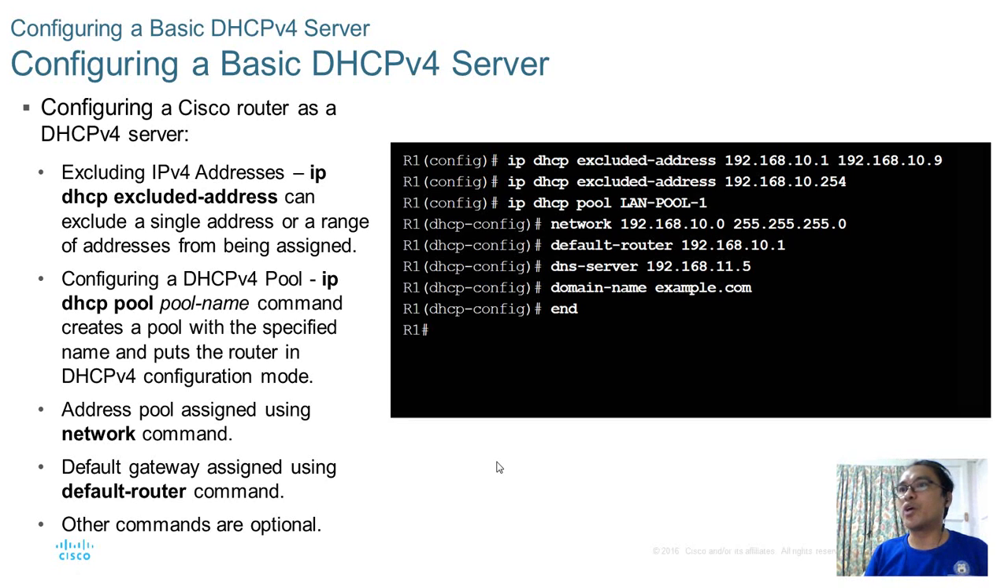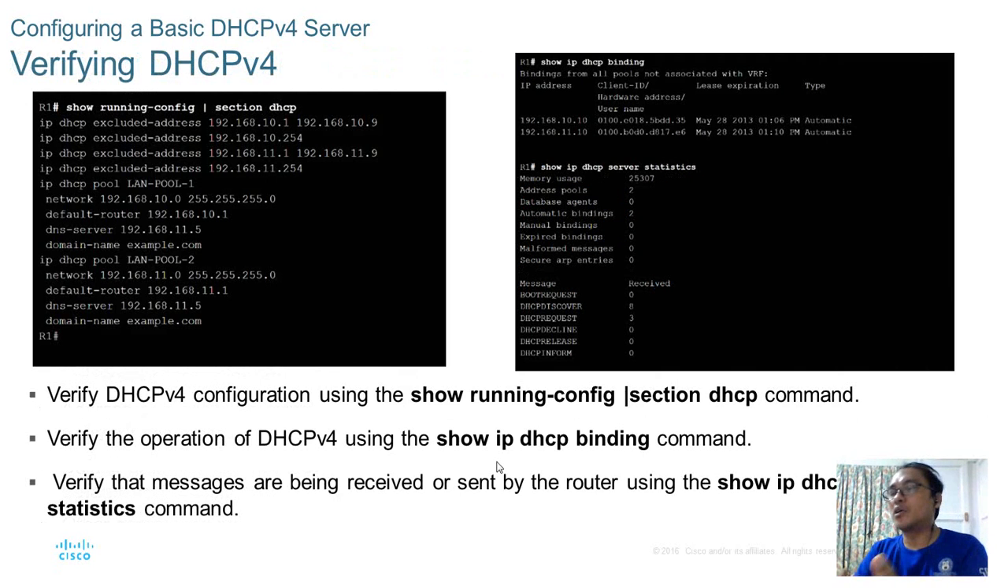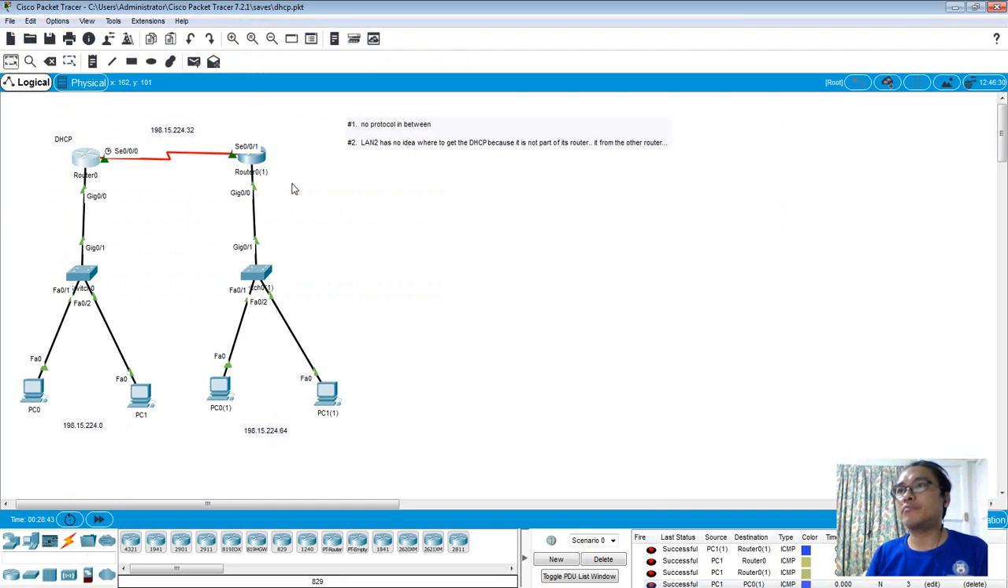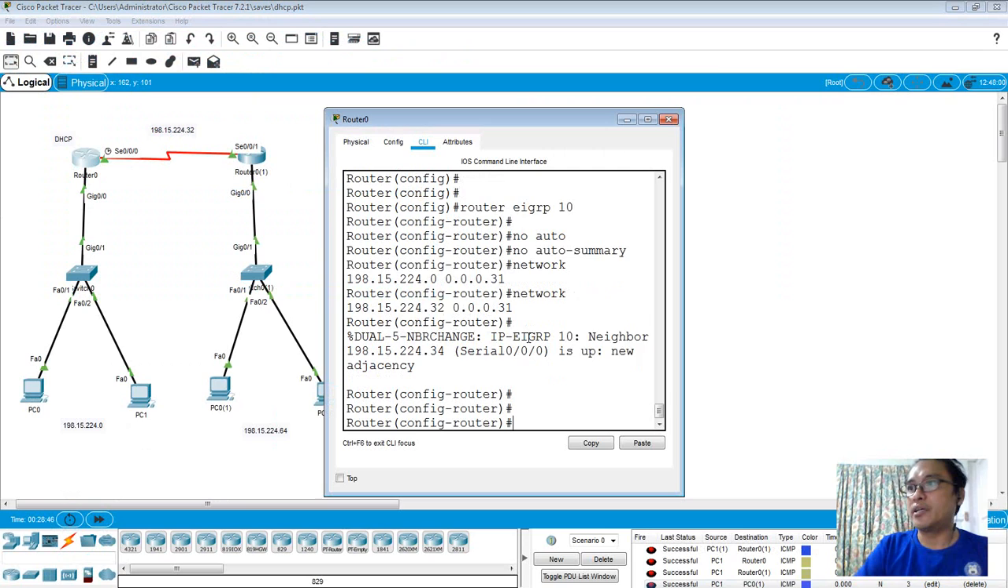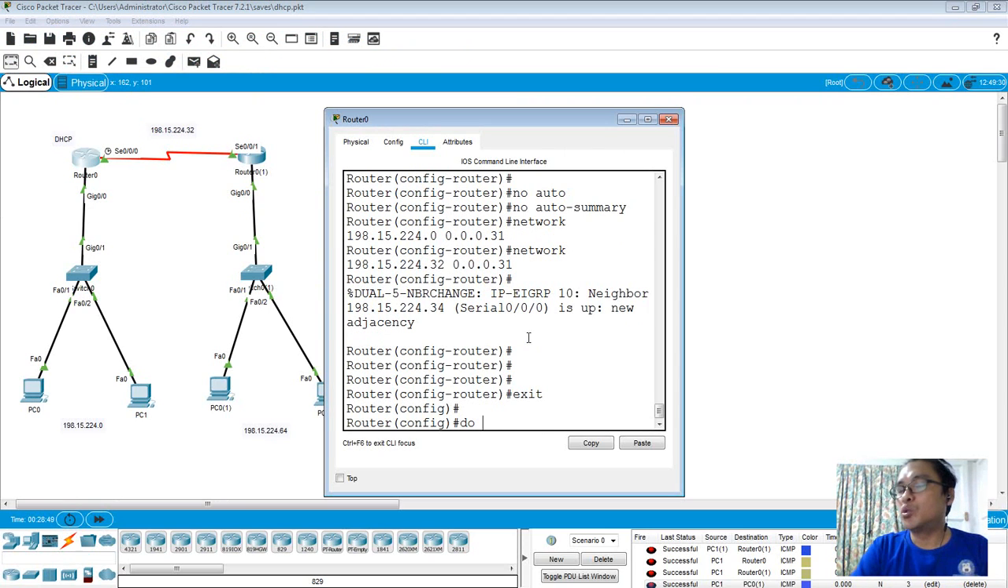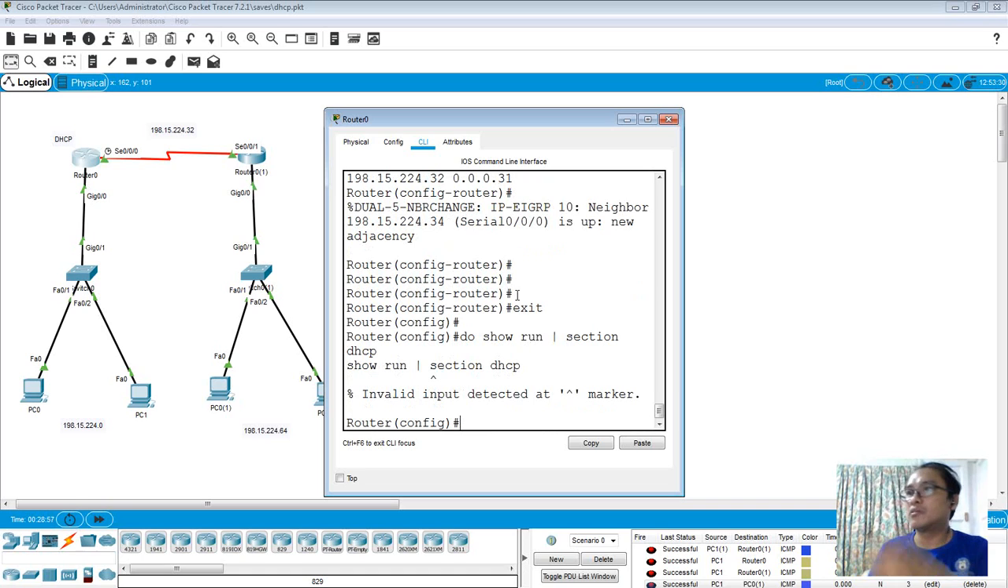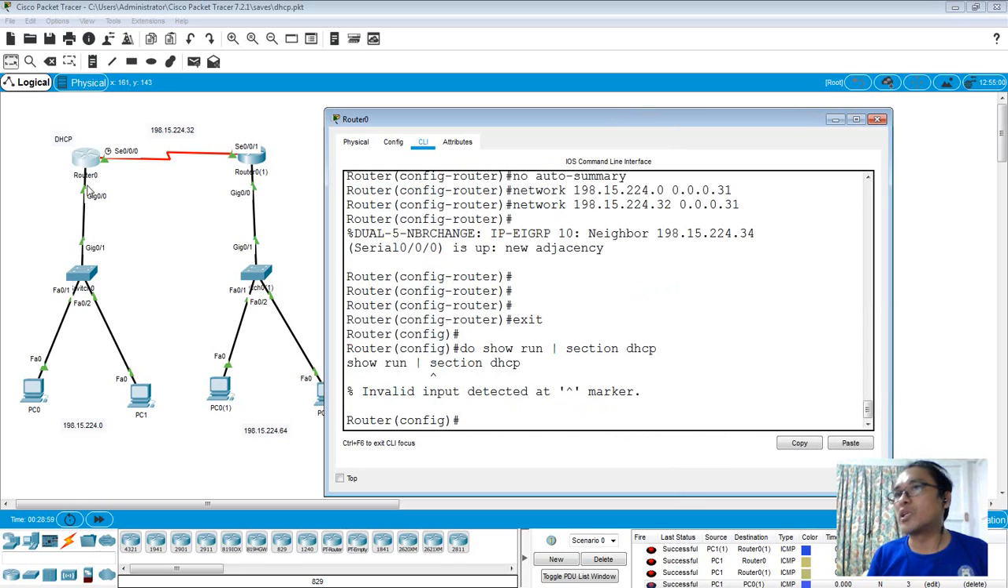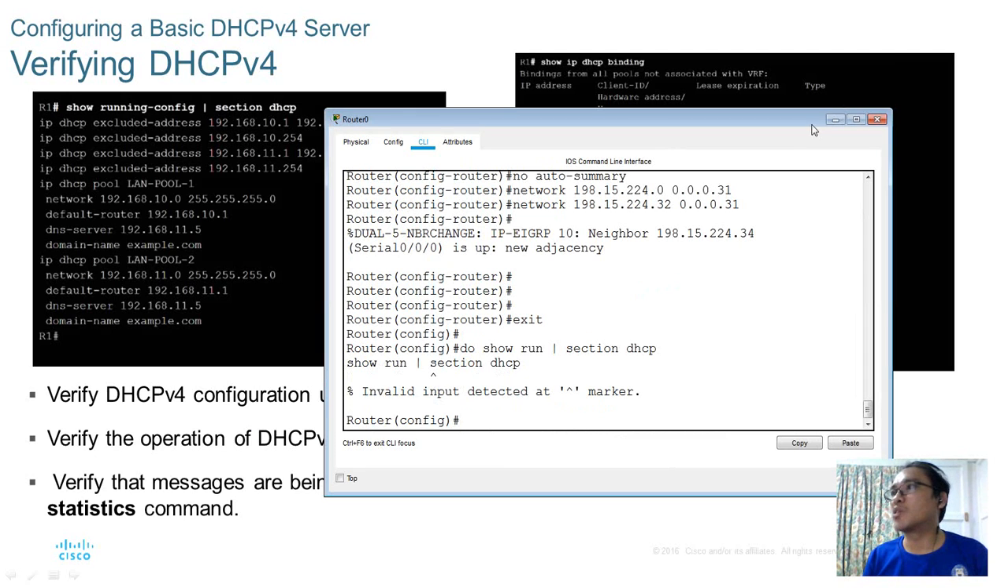You can also use this command to determine the verification of your DHCP. We are going to give this command here: do show run pipe section DHCP. It doesn't show up. It depends on what type of router we are using. It's not a problem because it's only a verification.